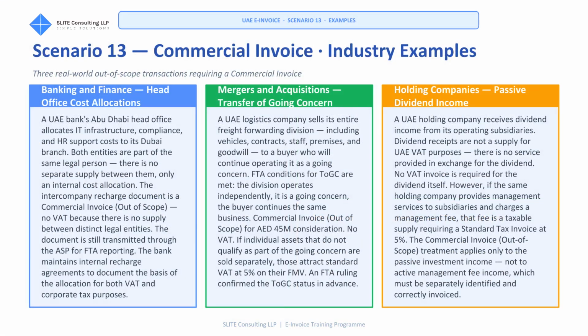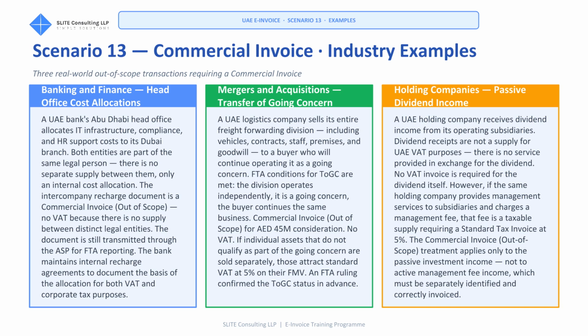Three real-world out-of-scope transactions. First, banking. A UAE bank's Abu Dhabi head office allocates IT infrastructure, compliance, and HR support costs to its Dubai branch. Both are part of the same legal person. There is no separate supply, only an internal cost allocation. Commercial invoice, no VAT, still transmitted through the ASP for FTA reporting. The bank maintains internal recharge agreements to document the basis for both VAT and corporate tax purposes.